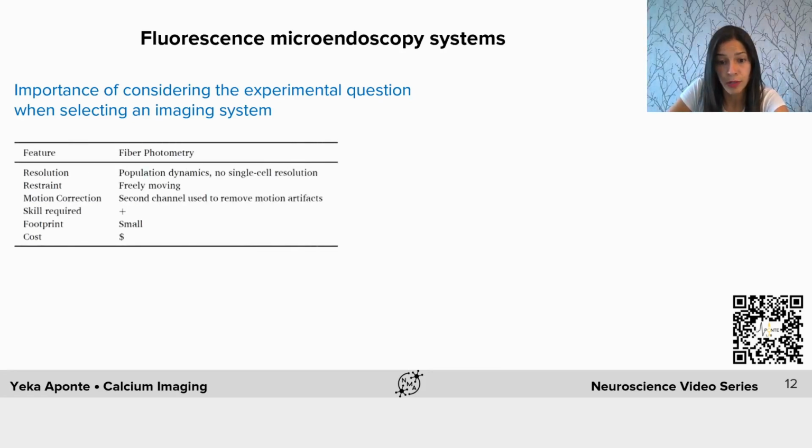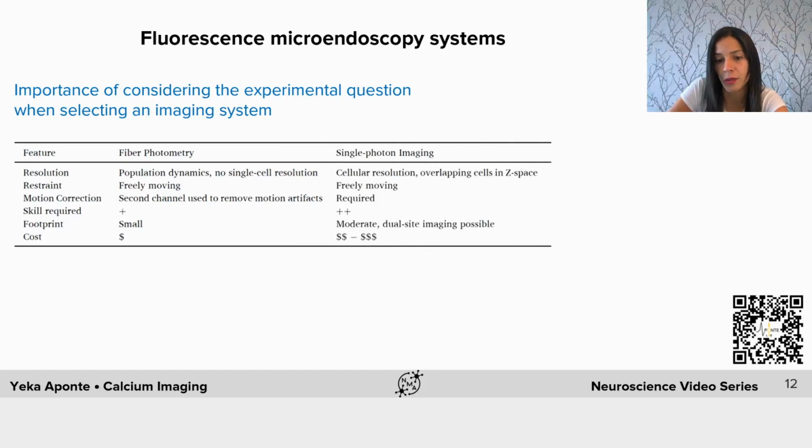With fiber photometry, we can record population dynamics, but it does not provide us with single cell resolution. An advantage is that we can use it for freely moving experiments. The system is rather small and not as expensive as, for example, a two-photon scope. Now, with a single photon miniscope, we get cellular resolution. We can use it for freely moving experiments. The system is not that large, but a tad more expensive than the fiber photometry system.